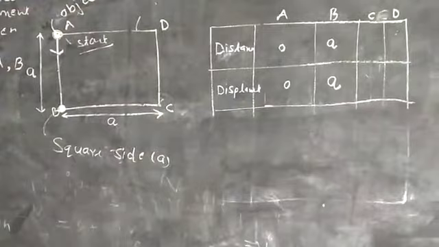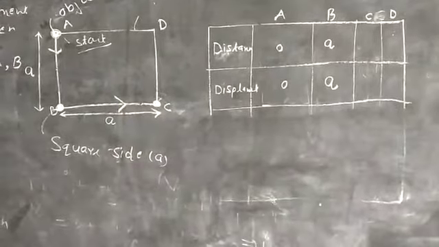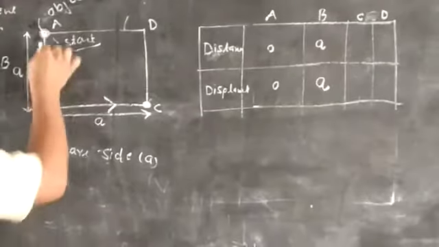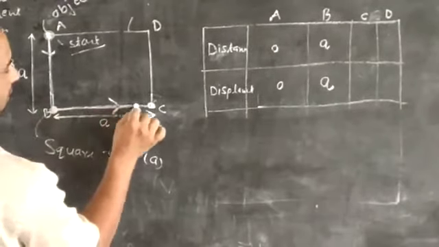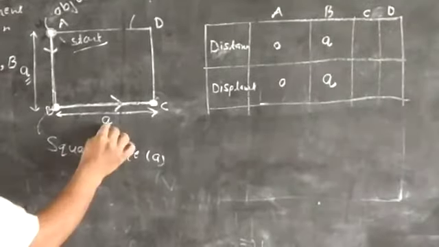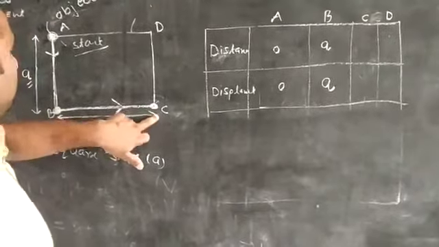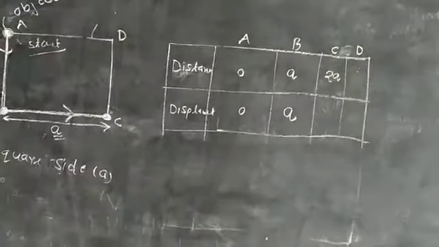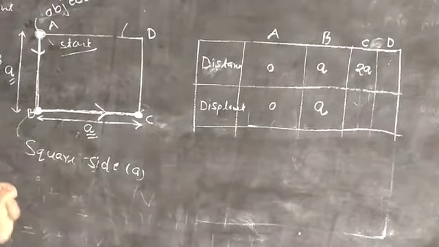Now, when the particle reaches point C, what are the distance and displacement values? The particle moves from A to B, and after that from B to C. What is the distance covered? Here the distance is A, and here also A. So when the particle reaches point C, the distance covered by the object is 2A.